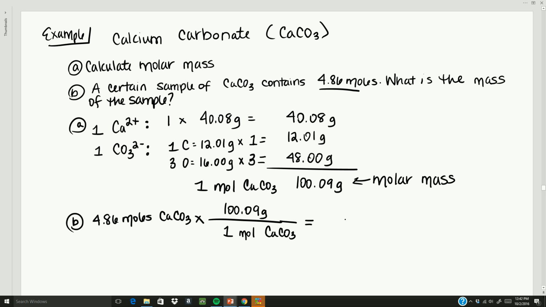So this is going to tell us what our mass is of this 4.86 mole sample. Okay, so if we multiply that out and do our significant figures and round, we get 486 grams of calcium carbonate in that 4.86 mole sample.